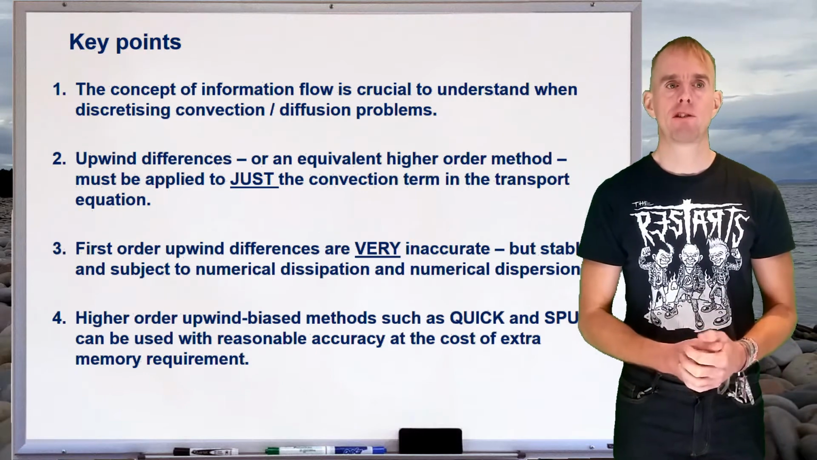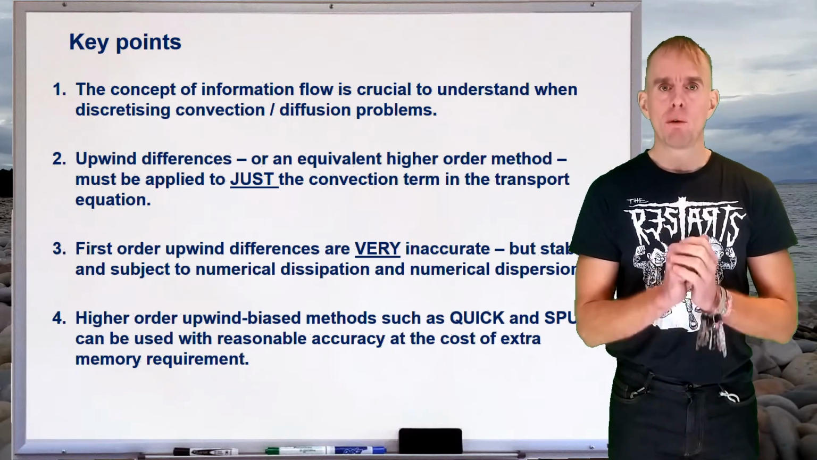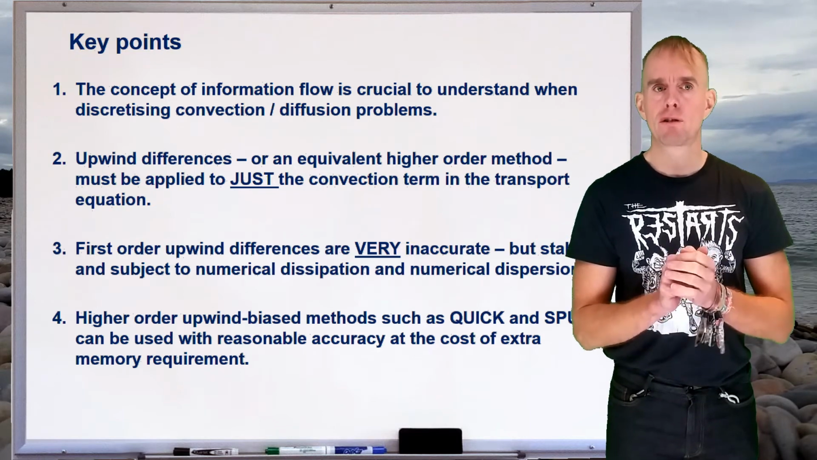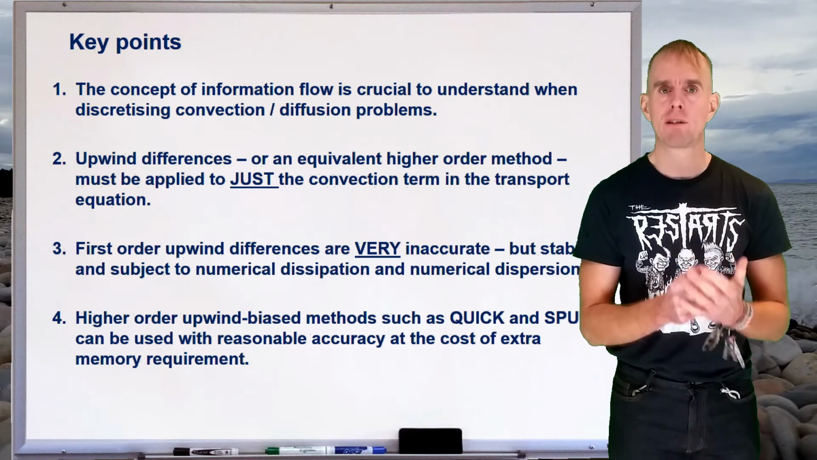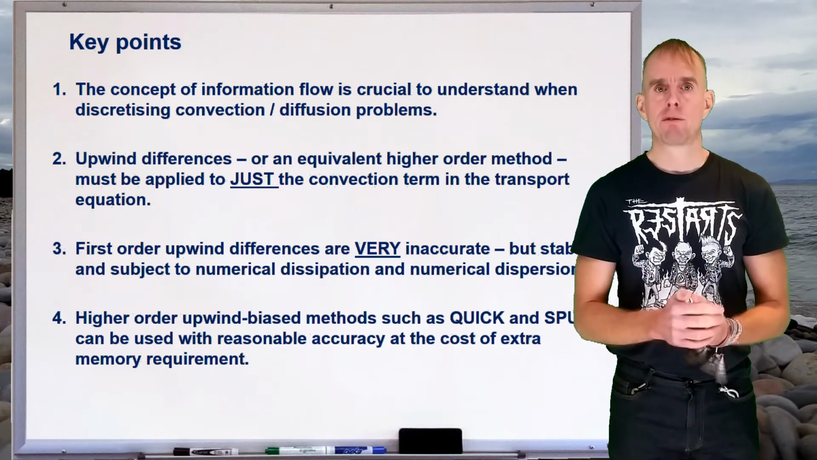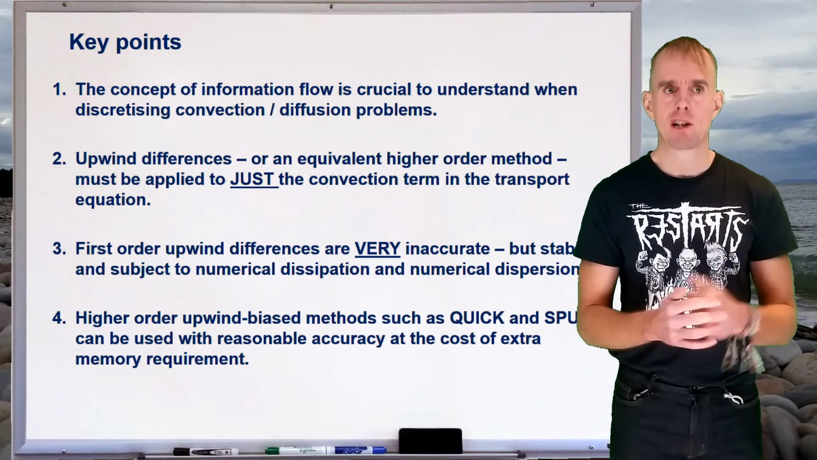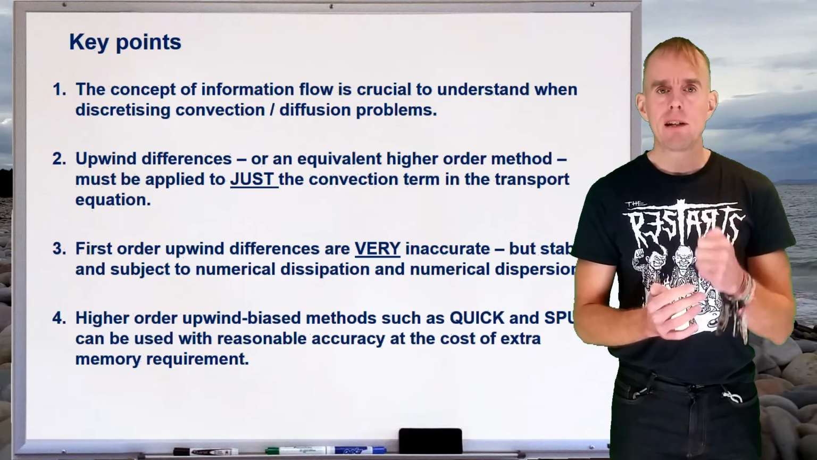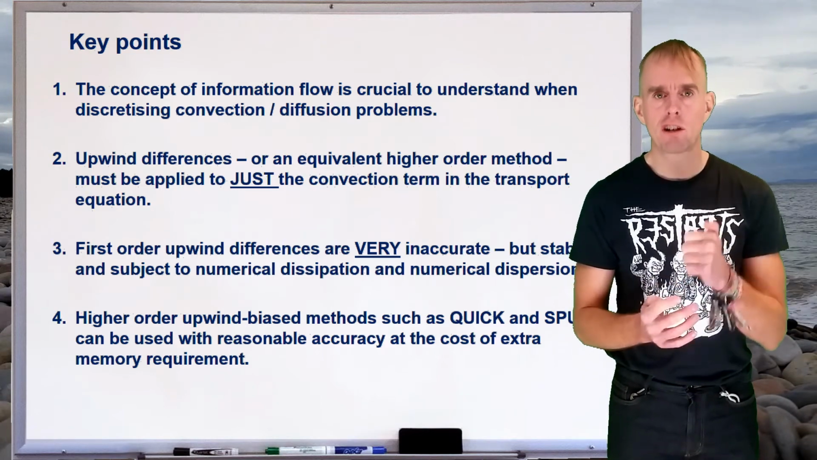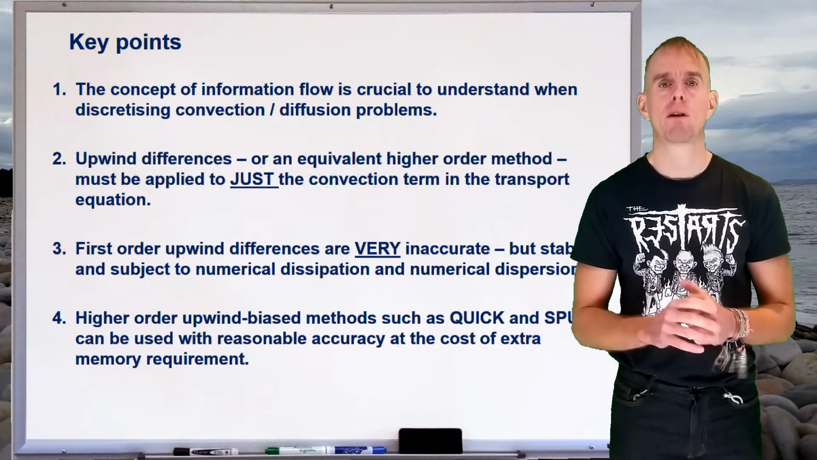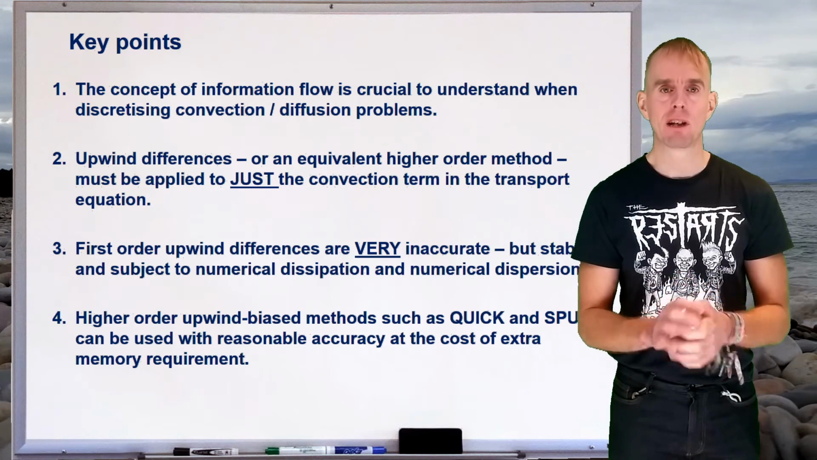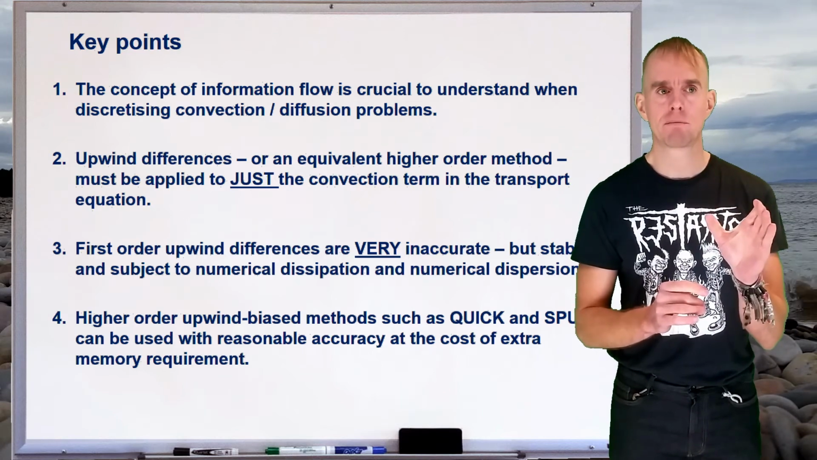Let's recap a few key points. The key point that I wanted to put across in this part of this lecture was that information flow is crucial to understand when you're discretizing convection diffusion problems. When we think about using upwind differences to take into account information flow, we need to only apply them to the convection term within the transport equation. Just the convection term. Don't cover all the terms in that transport equation with upwind-biased differencing. It's only the convection term that needs it.